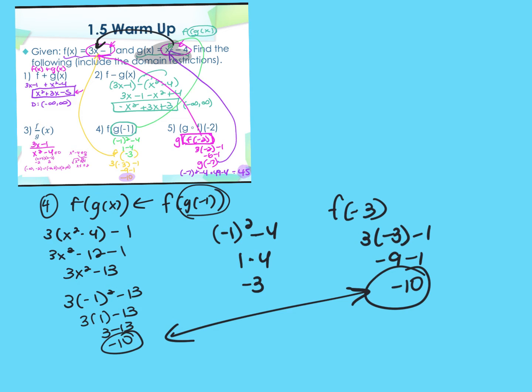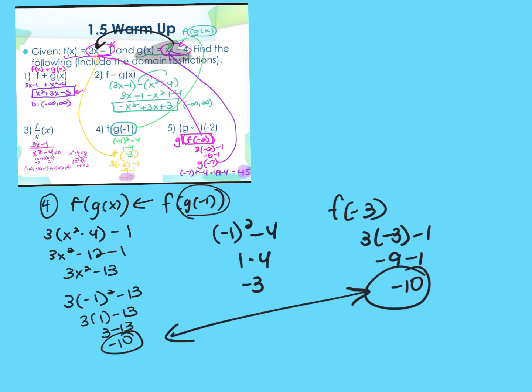Why am I bringing this down only for the one you plug into first, right? Only for the one on the right. But that's why, because you can do it both ways. You can either plug the number into the composite function after you combine it, or you can plug it into the first and then plug that number in.